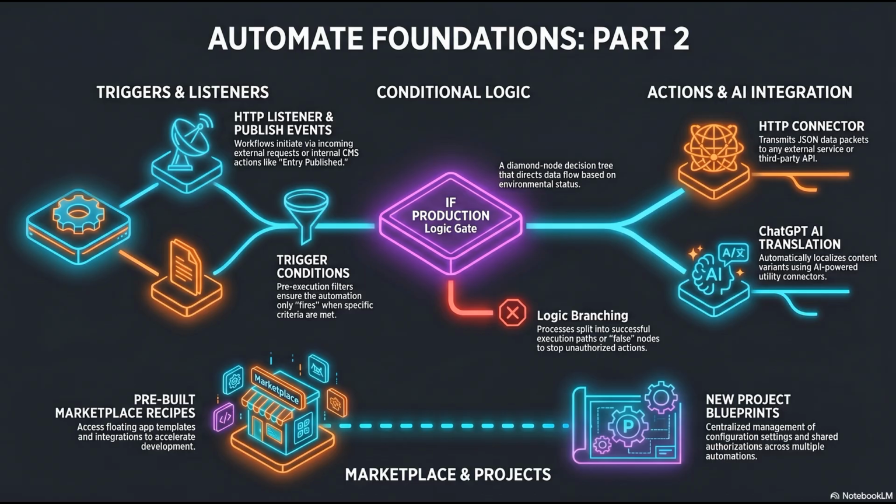But what if someone bypasses the human rules? Like, if a junior editor accidentally tries to publish an entry that is still in draft state directly to the production environment. Then the automation wakes up, hits the conditional node, evaluates the payload, sees that the state is draft, and routes the execution down the failure path. The HTTP action is blocked. The deployment never happens.